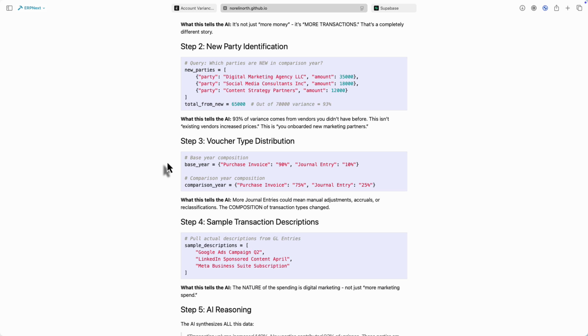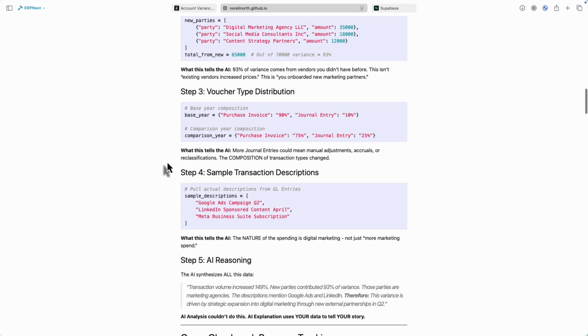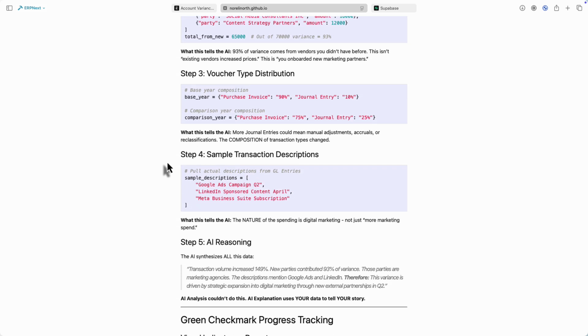Step 4, Sample Transaction Descriptions. The system pulls actual descriptions from your transactions. The AI is reading your actual transaction descriptions to understand the nature of the spending. Step 5, AI Reasoning. Now the AI takes all this data and reasons through it. That is a deep dive explanation. Not a summary. A complete analysis of one account using your actual data.